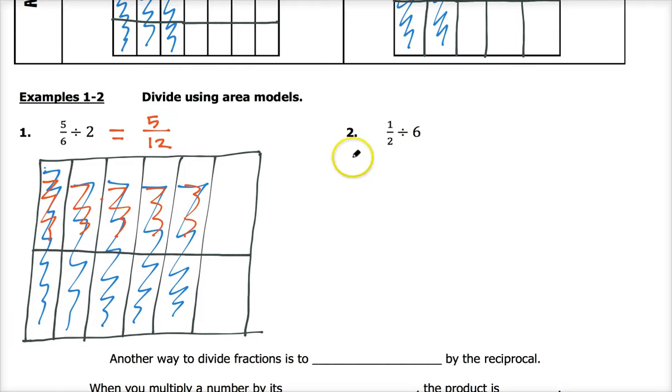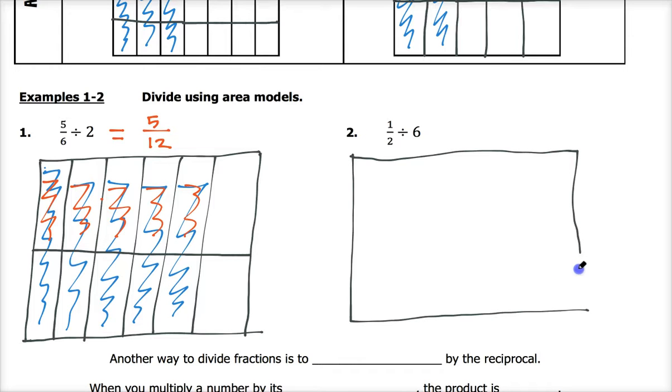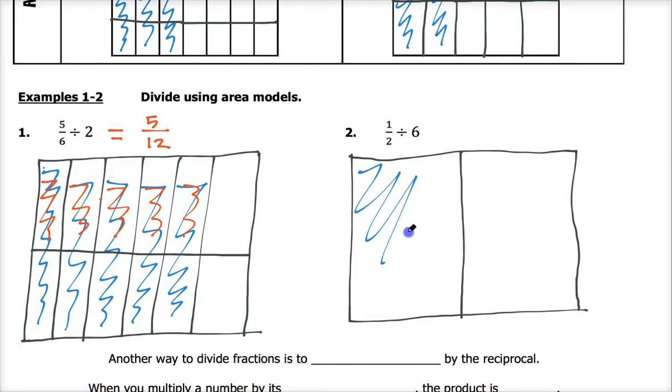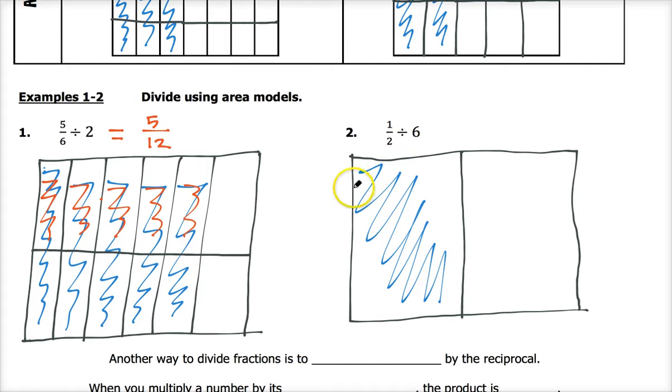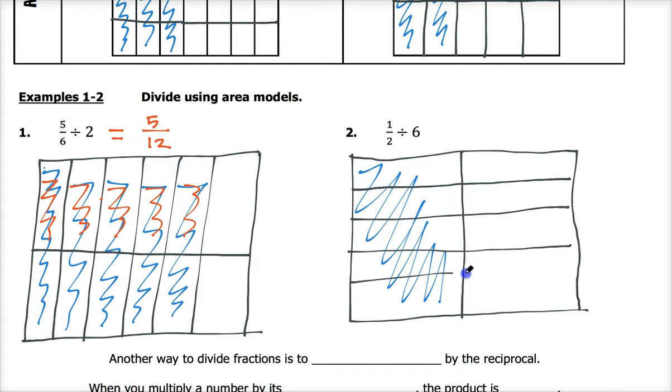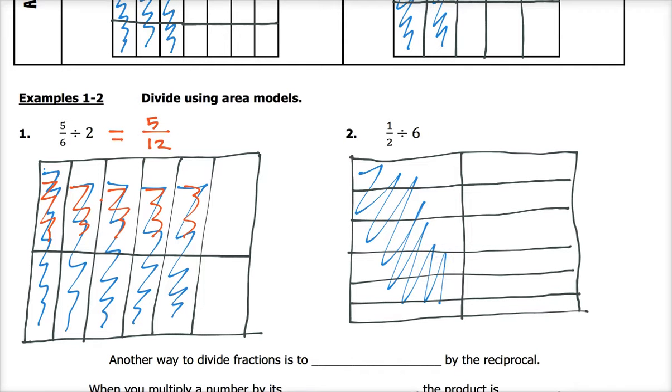1/2 divided by 6. So half of our grid would be this piece here. And then this piece I'm dividing into 6 pieces. So that would be 1, 2, 3, 4, 5, and 6. So what does one piece represent now? It doesn't represent 1/2 of the total grid anymore. It represents 1/12.